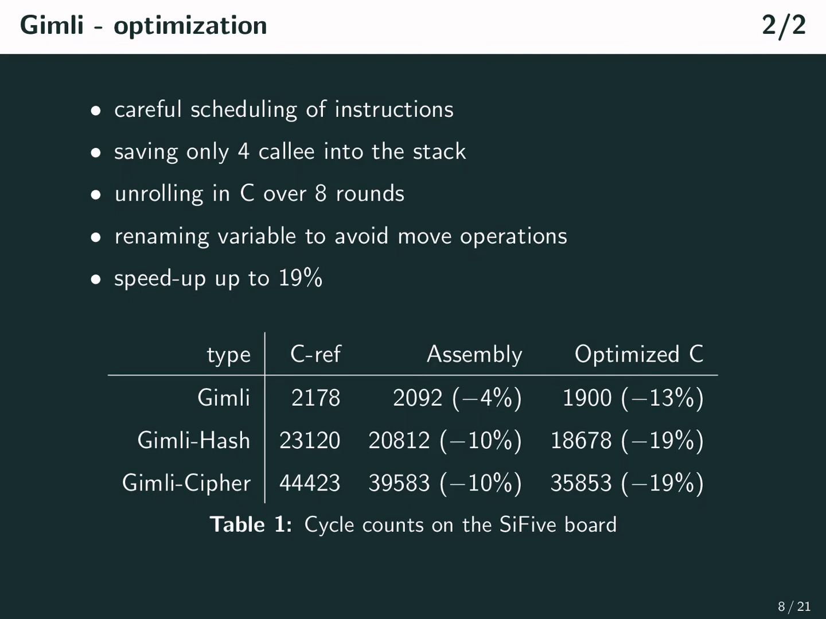As a baseline, the reference C code runs at 2178 cycles. By using careful scheduling of the instructions and using a minimum number of registers, our assembly implementation runs at 2092 cycles. By unrolling in C over 8 rounds and propagating the swapping by renaming variables to avoid move operations, the compiler manages to achieve further speedups by getting down to 1900 cycles, which leads to a 19% speed up for Gimli hash and Gimli cipher as shown in table 1.